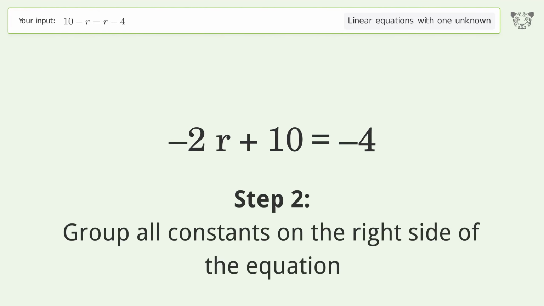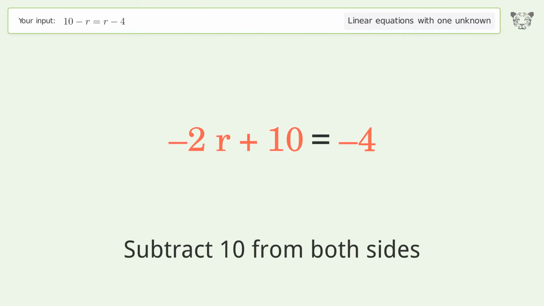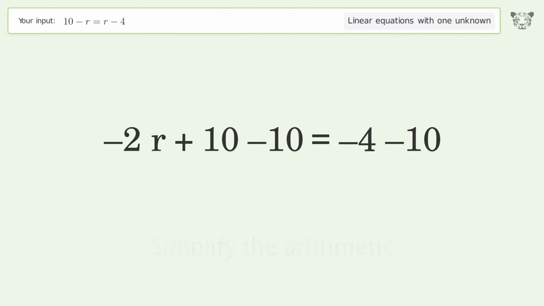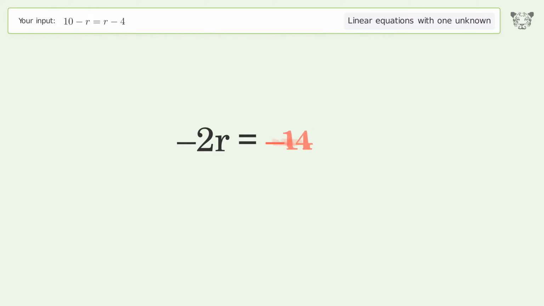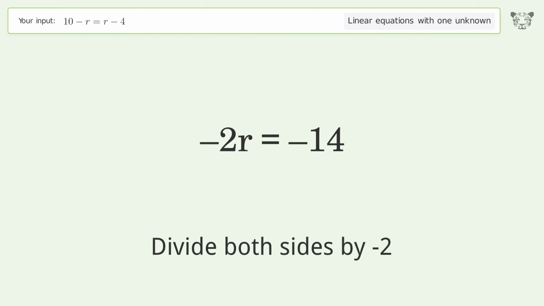Group all constants on the right side of the equation. Subtract 10 from both sides. Simplify the arithmetic. Isolate the r. Divide both sides by -2.